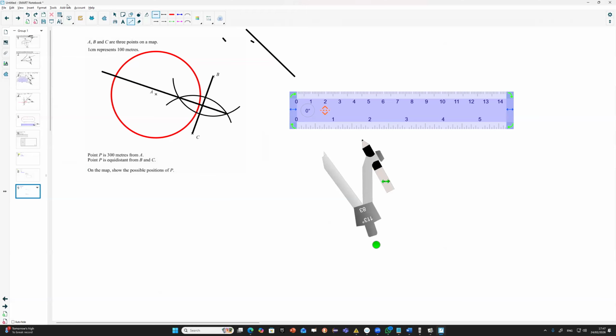And then where the points meet the circle, those will be the possible positions of P. So it would be here and here. Those would be your possible positions of P. Is that okay? So really, there's not a lot else they can ask you in terms of loci and constructions.